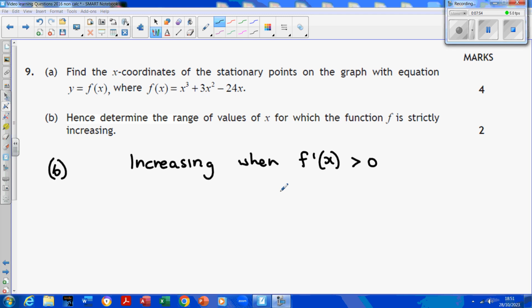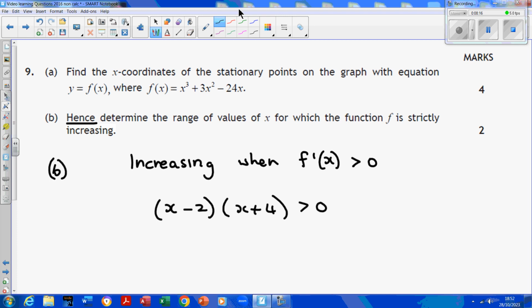Part B of this question says hence, so we're using the bit we've done before, determine the range of values of x for which the function is strictly increasing. So a function is increasing when f dash x is greater than 0. So f dash x, we had worked out the brackets: (x minus 2) times (x plus 4), and that's got to be greater than 0. That's an inequality. To solve an inequality, you have got to sketch the graph.